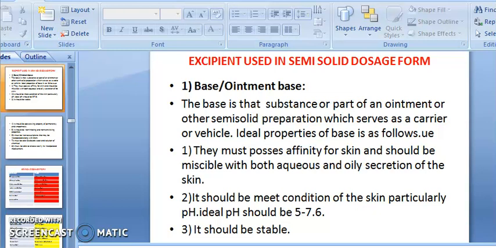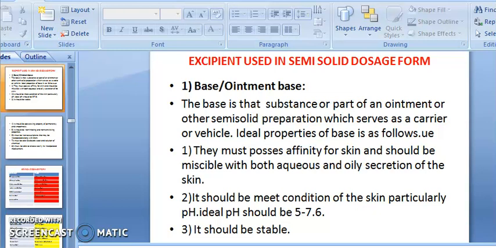These are the ideal properties a base should have. It must possess affinity for the skin and should be miscible with both the aqueous and oily secretions of your skin. That means it has an attraction to bind with your skin, as well as miscibility with the aqueous or oily secretions of your skin. It should meet the conditions of the skin, particularly pH. Ideal pH should be 5 to 7.6, matching your skin pH.